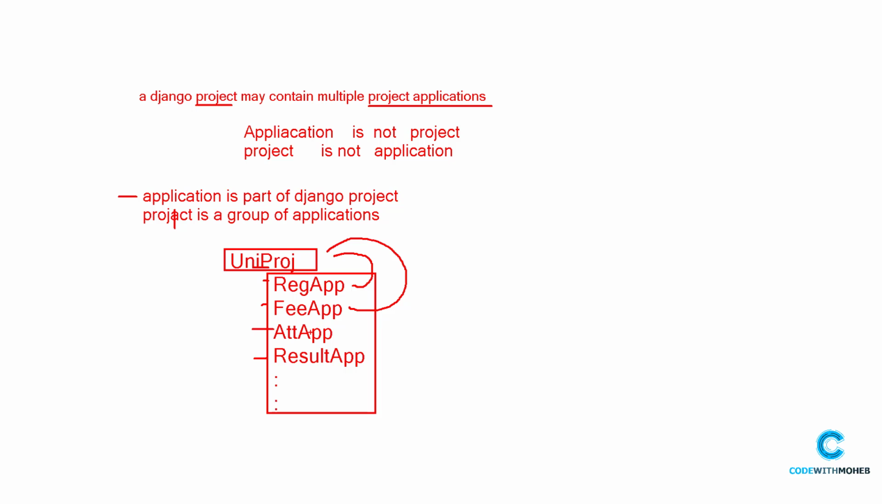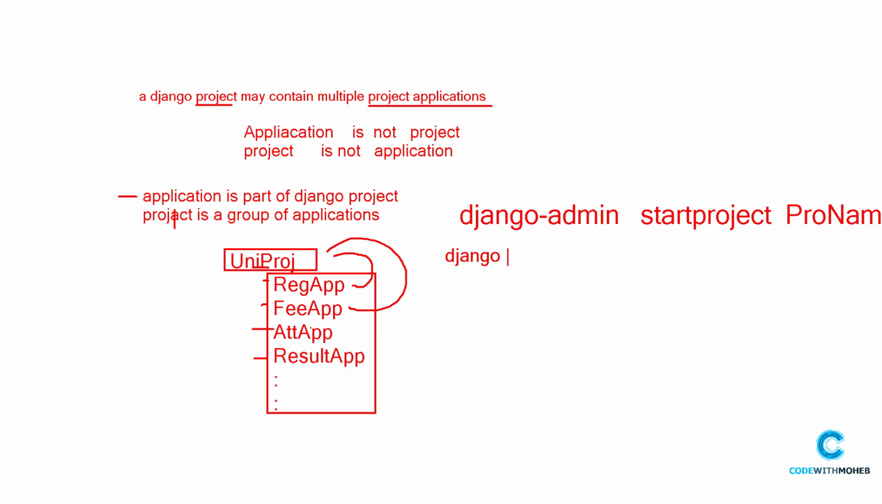Now, how to create a project in Django? To create a project in Django, we type django-admin startproject, and here we write our project name. For example, django-admin startproject, and we write the project name uni project, and it will create a project named uni project.